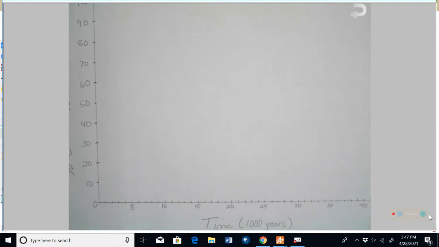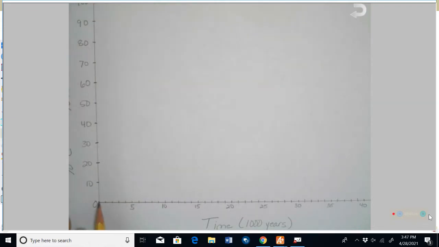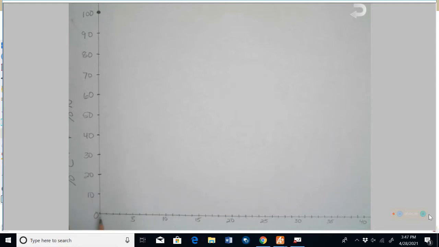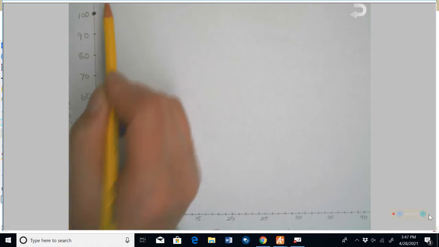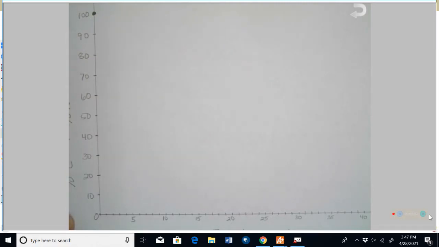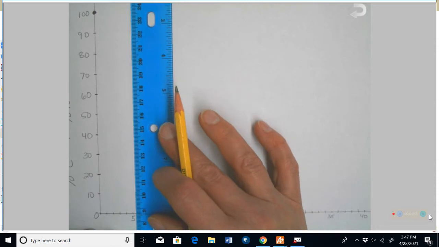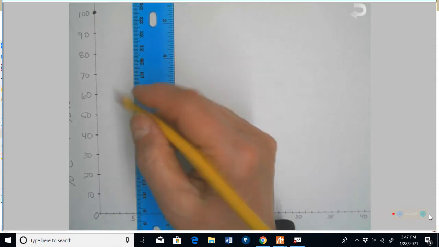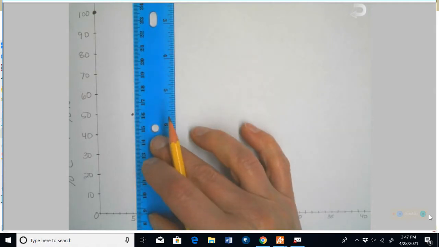So when I first start out, I'm going to graph carbon-14 first. I've got 100% carbon-14. When the object is first made, when it's 0 years old, the object contains all of the radioactive carbon-14 that it's ever going to contain in its lifetime. And then after one half-life, 5,700 years, it's going to contain 50%. So there's my graph line for 50%.